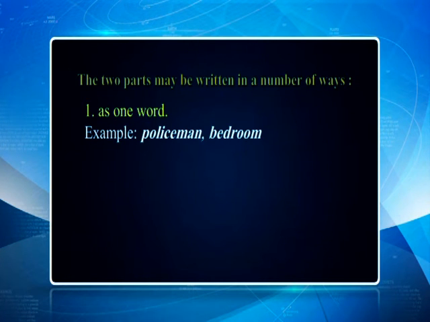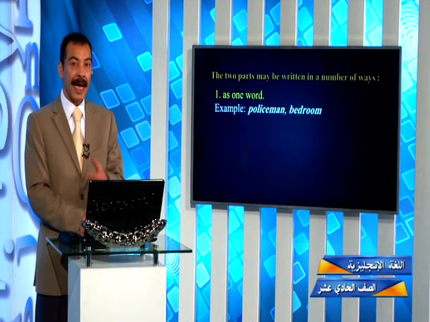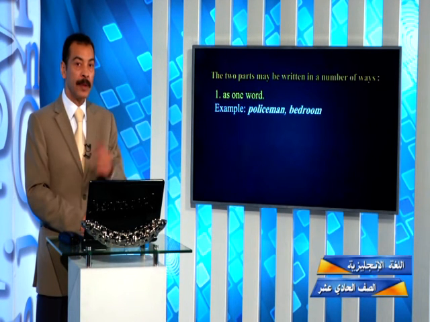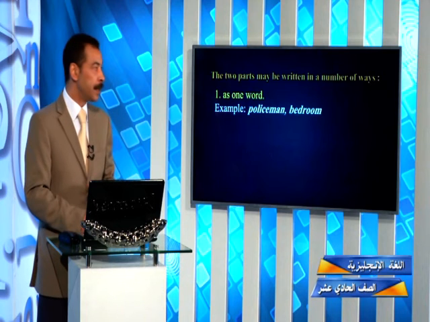First, let's talk about how they are written. They can be written as one word. For example, policeman, originally it is composed of two words, police and man. But when you write it as one word, policeman. Bedroom, again, it is composed of two nouns, bed and room. But they are written as one word.